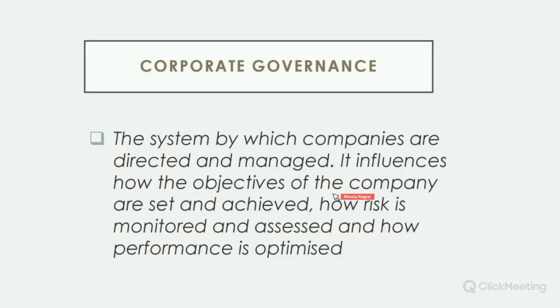So here's the definition of corporate governance. It's the system by which companies are directed and managed. It's a system, right? Not a regulation, it's a system. It influences how the objectives of the company are set and achieved, how risk is monitored and assessed, and how performance is optimized. So that's what corporate governance is about.